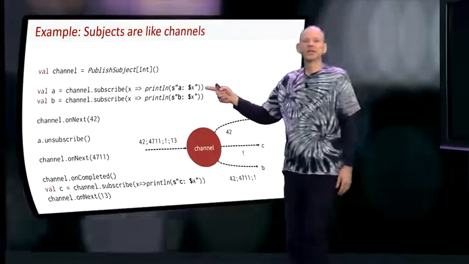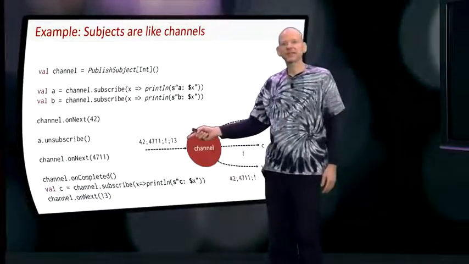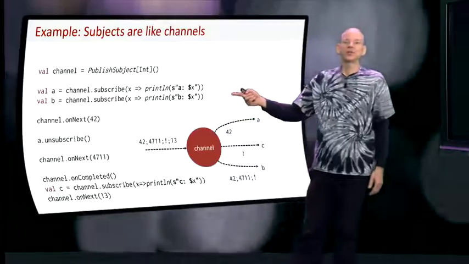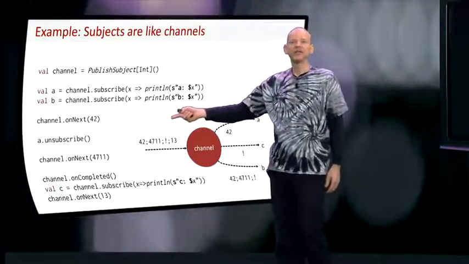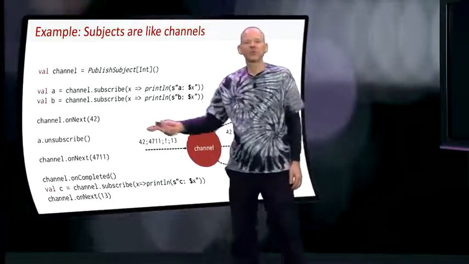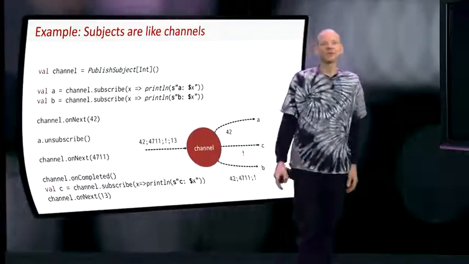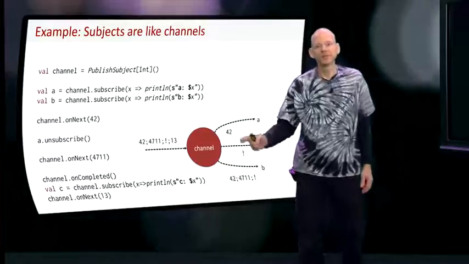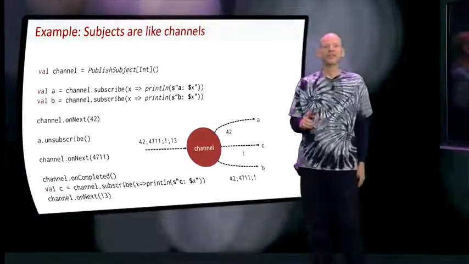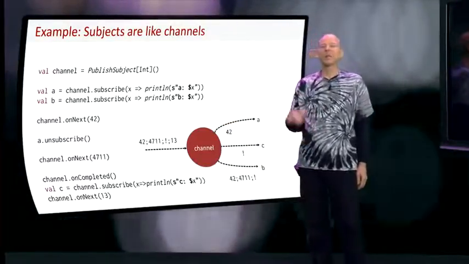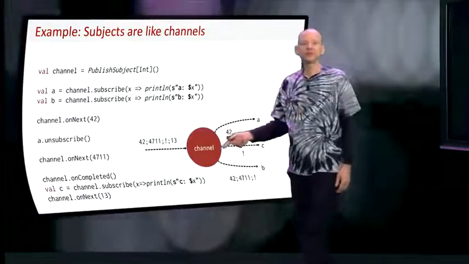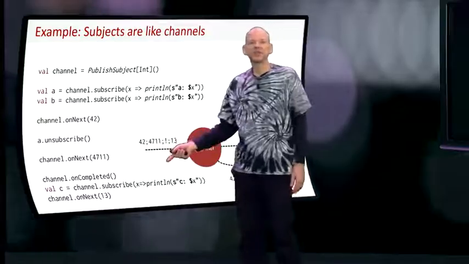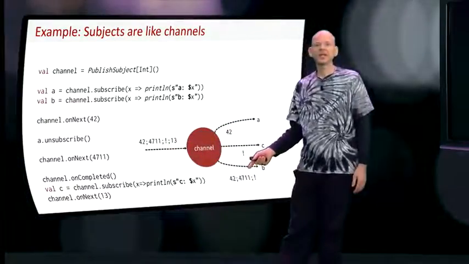So here we create a publish subject, that's the channel. We subscribe to it and print things out. And then when we push 42 on the channel, 42 will be delivered on those subscribers. Now we unsubscribe one of them, and that subscriber will not receive any more values. We push the next value, and that will be delivered here.